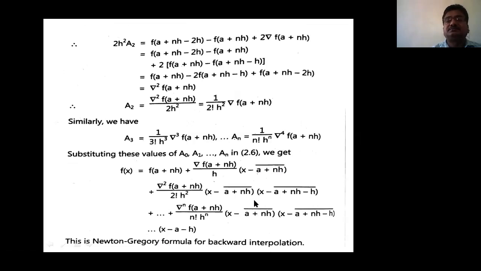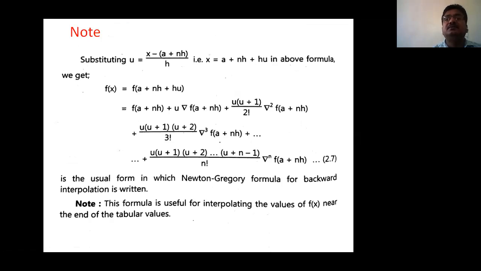And we have to simplify this formula for example purpose. So this is in the note form. So the proof is completed in the last slide. That is the proof of Newton's backward interpolation formula. This is the simplification of the same formula for purpose of examples. So substitute u as x minus last point divided by h.